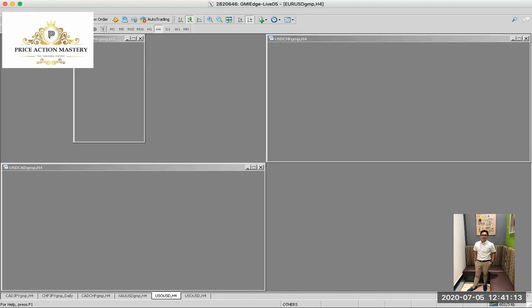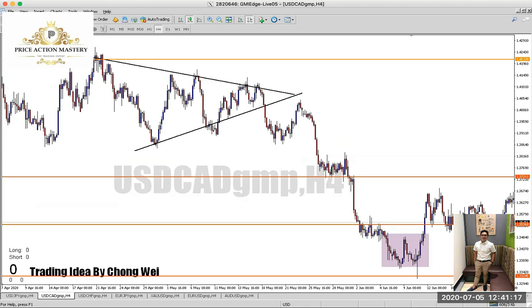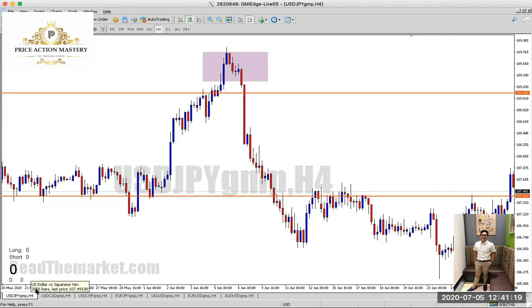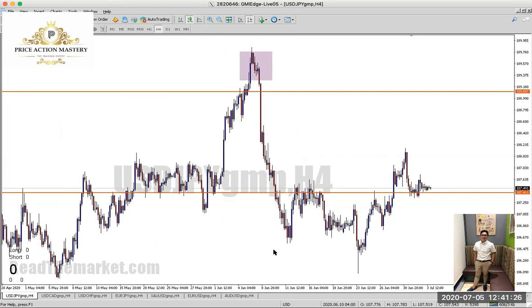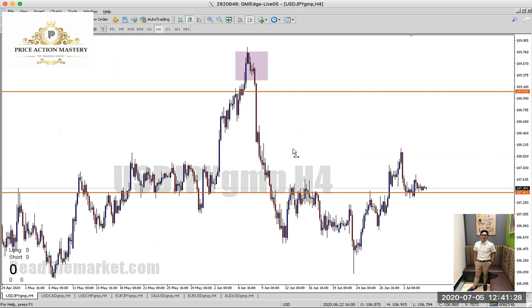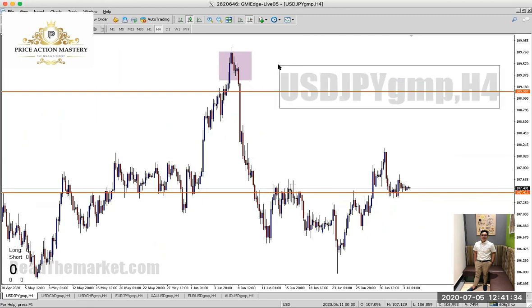Okay, next we'll be going to USD pair. So what is happening in USD pair? Let's look at the big picture first. I'm seeing sell in this pair.